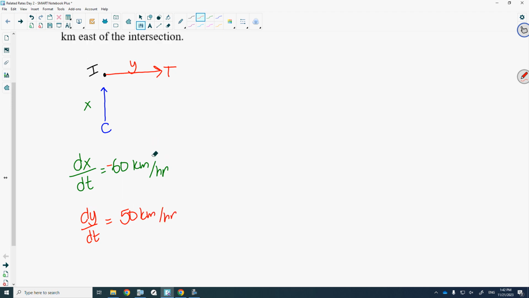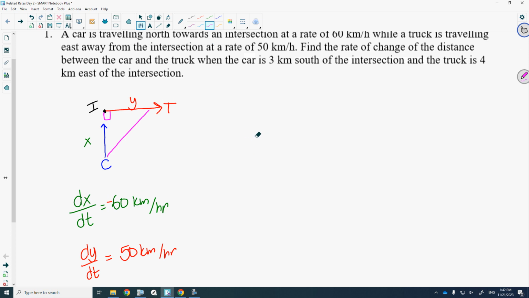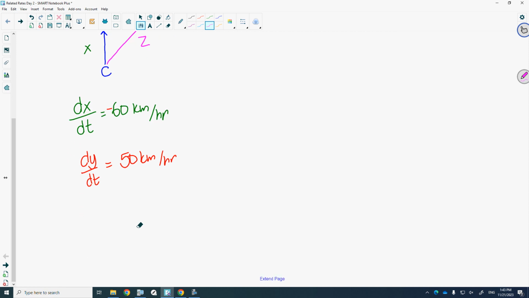What happens is we could turn this into a right angle triangle, and the right angle would be right here. Okay. What it's asking for is find the rate of change of the distance between the car and the truck. So the distance between the car and the truck would be z, and it wants how is this distance changing. So that would be dz/dt. So it's asking how is the rate changing between the car and the truck.